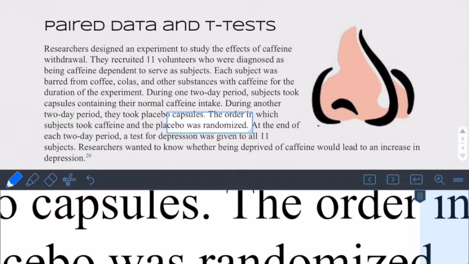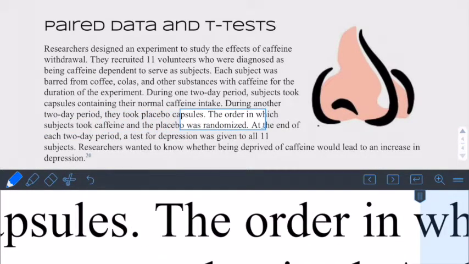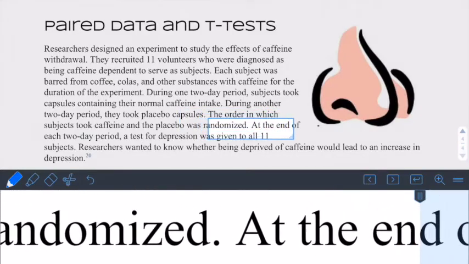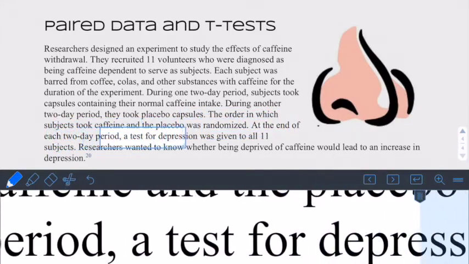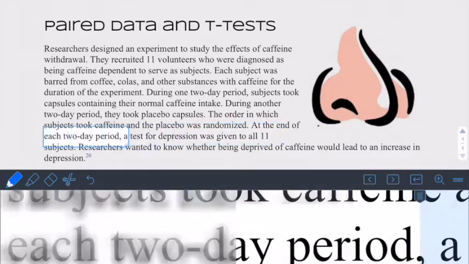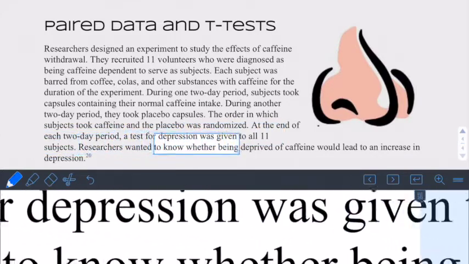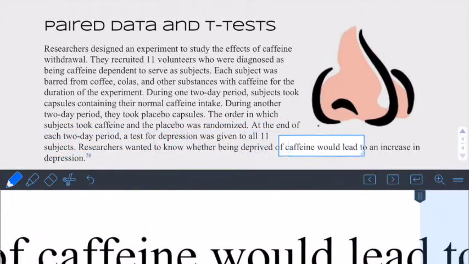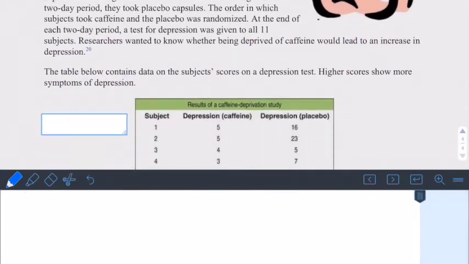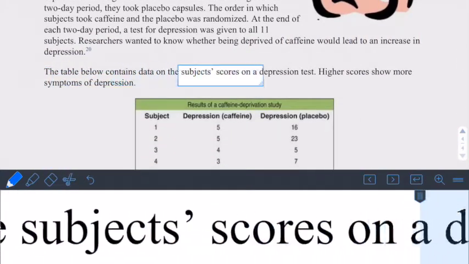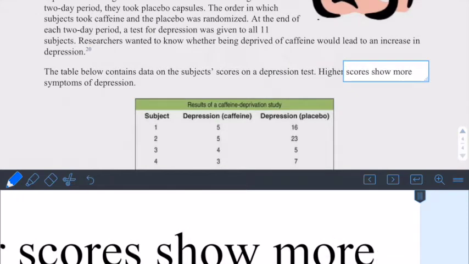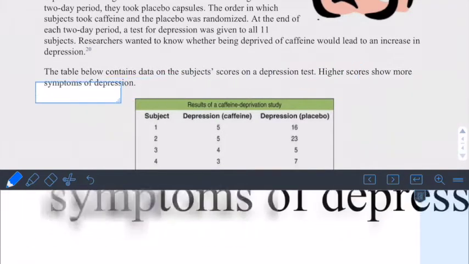So some people were on the caffeine, some were on the placebo, and they swapped. At the end of the 2-day period, a test for depression was given to all 11 subjects. Researchers wanted to know whether being deprived of caffeine would lead to an increase in depression. So the table below contains the subjects' depression scores. Higher scores show more depression.